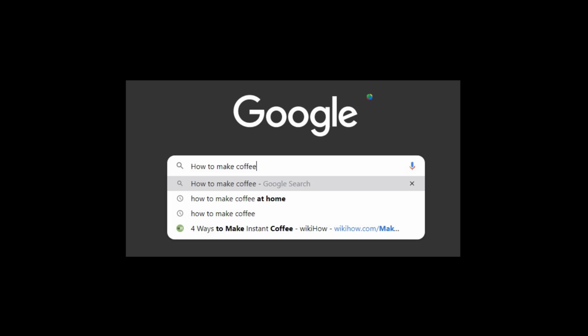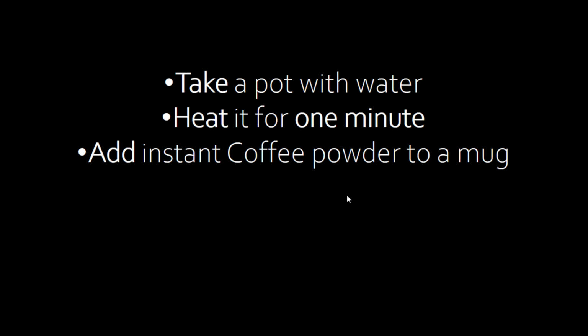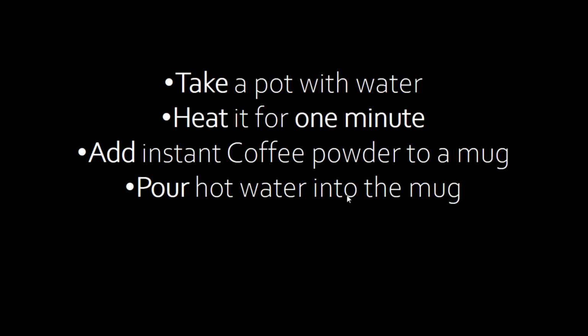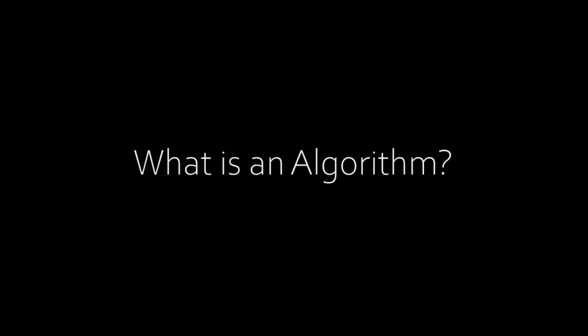The first thing I did was to Google how to make coffee. Then Google gave me the following steps to make a coffee. And then I started by taking a pot filled with water and heated it for a minute, then added instant coffee powder to a mug. Then I poured hot water into the mug and then I added the milk. And then when I drank it, it was real bad. Then I remembered that I forgot to add sugar. But never mind. We'll move on to the next topic, which is algorithms.